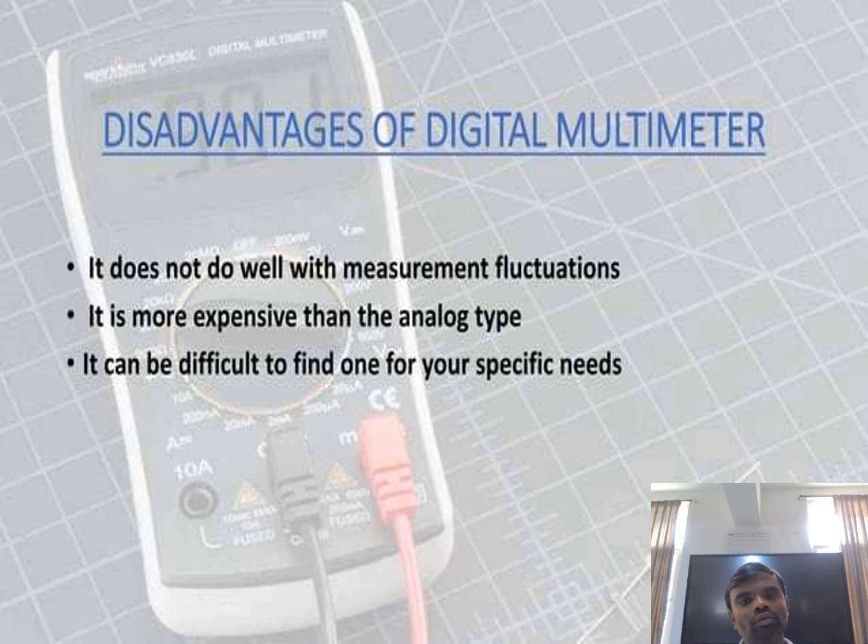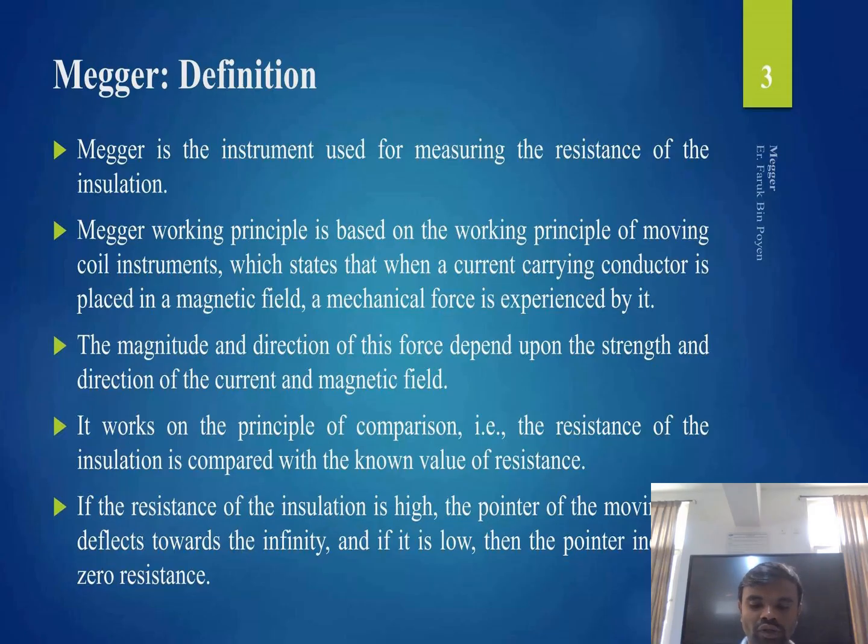Then these are a few disadvantages. If there are frequent measurement fluctuations, it can't work well. Compared to analog ones, these digital multimeters are very expensive due to the LCD display. And it is very difficult to find one for specific needs. So these are a few disadvantages of a digital multimeter.